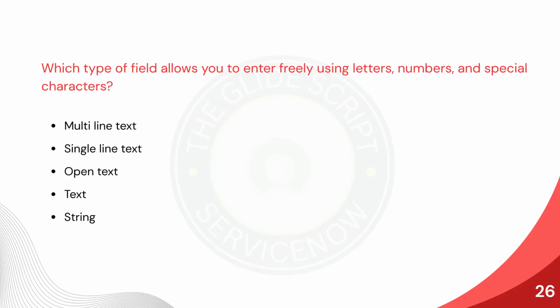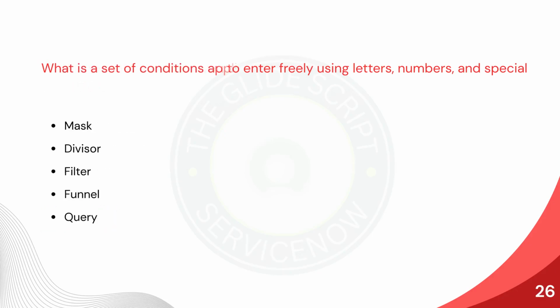Next, which type of field allows you to enter freely using letters, numbers, and specific characters? The correct option is the string. What is a set of conditions applied to a table list to show a subset of the data?